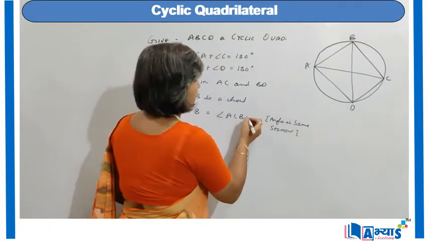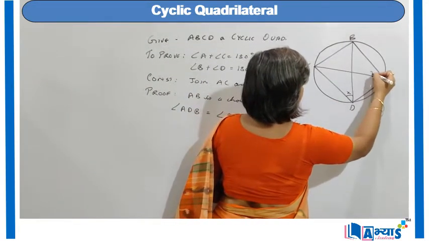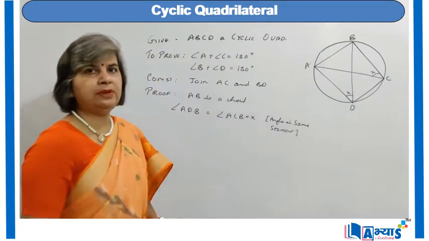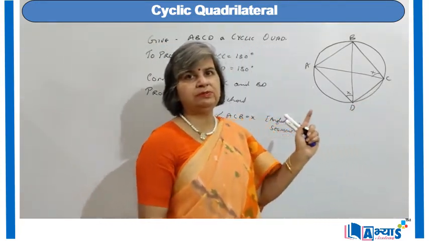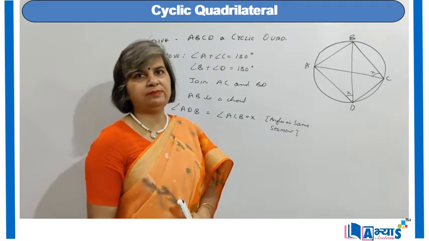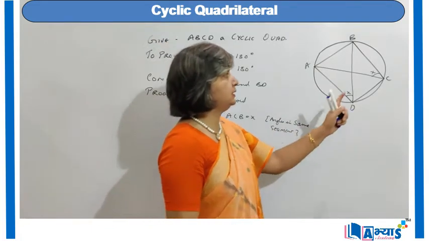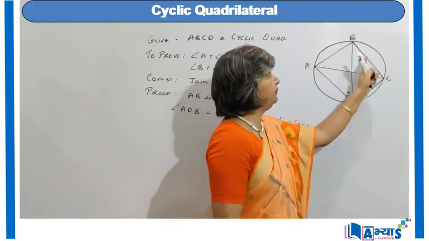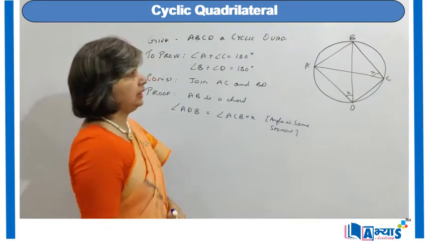Let us suppose they are equal to x. So this will be equal to x and this will be equal to x, because when AB is the chord, angle C and angle D, the chord AB is making two angles in the same segment, and we know that angles in the same segment are equal. So we can say that angle ACB will be equal to ADB. Let us mark them as x.